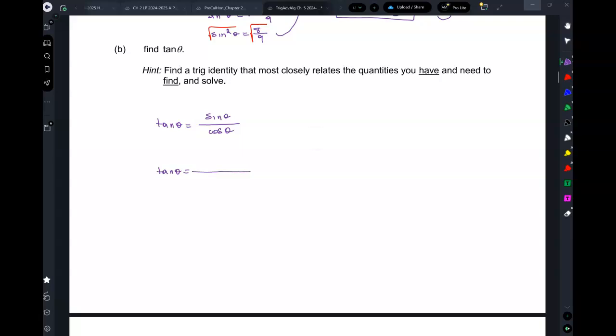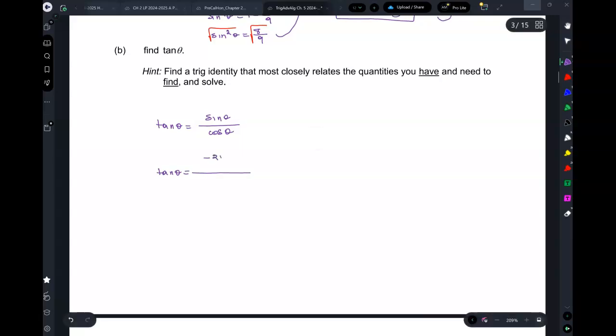So, it's negative 2 root 2 over 3, 1 over 3. So look at what happens if you have two fractions on top of each other. If they have identical denominators, they cancel. And then you have negative 2 root 2 over 1, negative 2 root 2. Just like that.